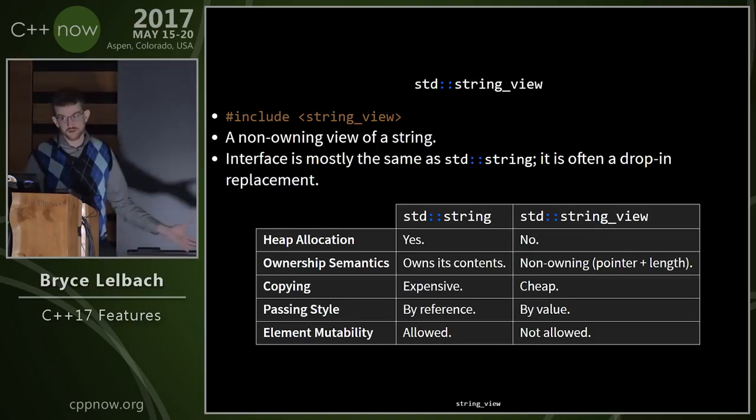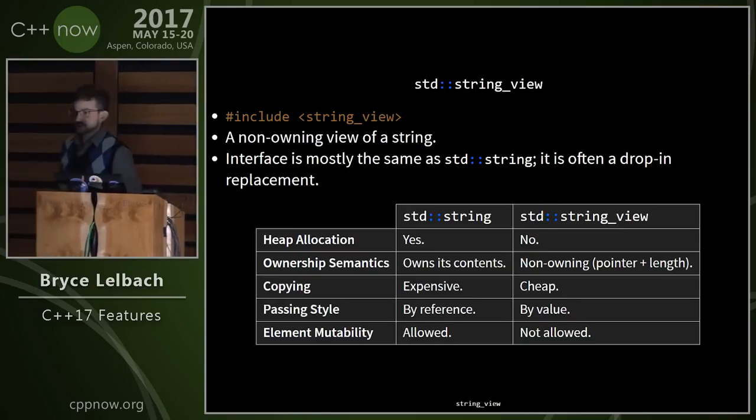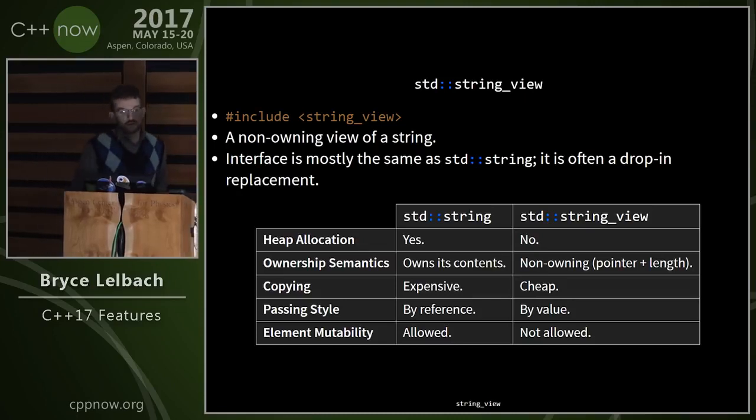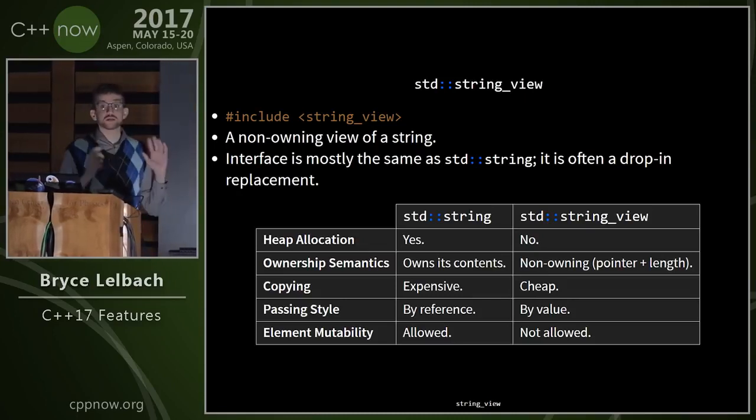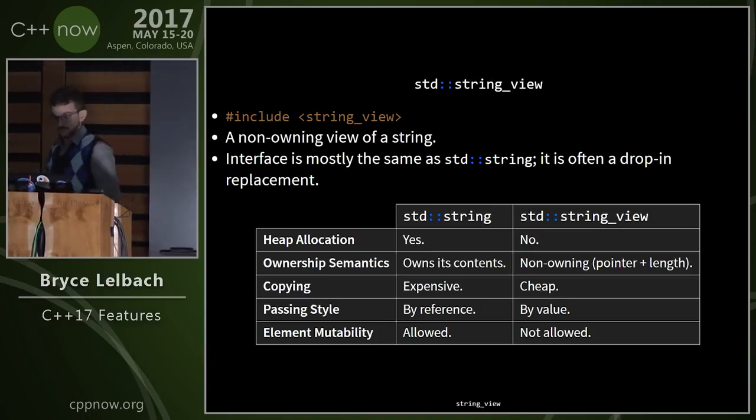You should pass it around by value because it's like a pointer plus a size. You're not allowed to modify the underlying elements of the string, though. One of the reasons for this is that if you construct a string_view from a char const star, you would not want to modify the terminating character. That would be bad. That would lead to bugs in your code. So this is a read-only view of some type of string.